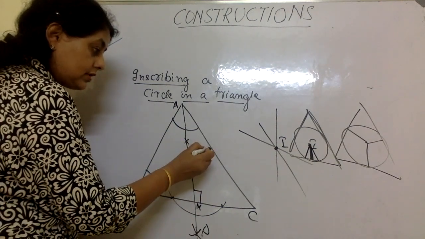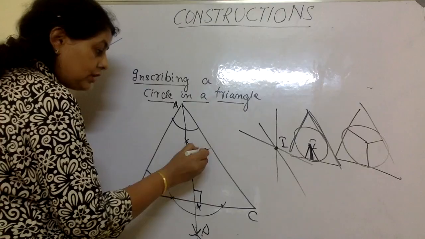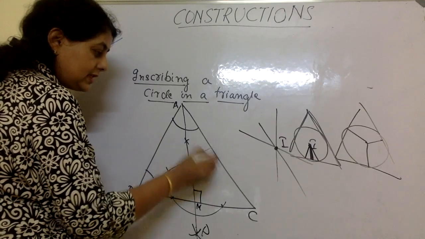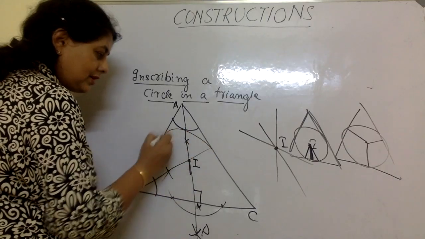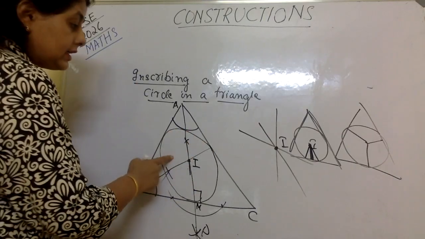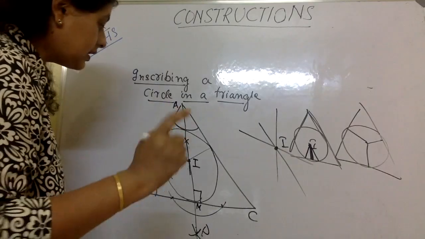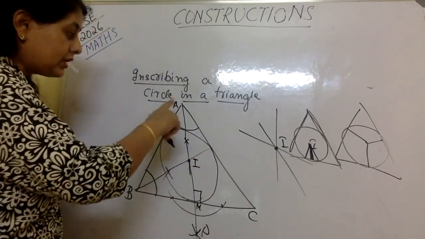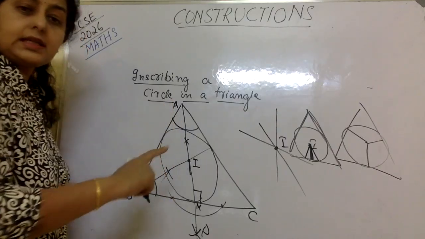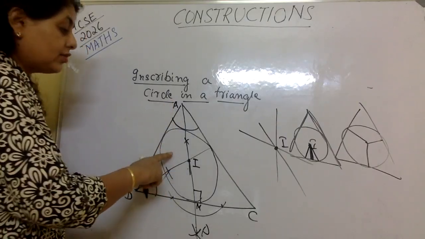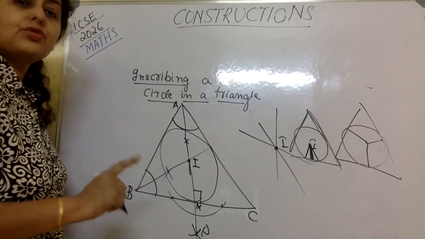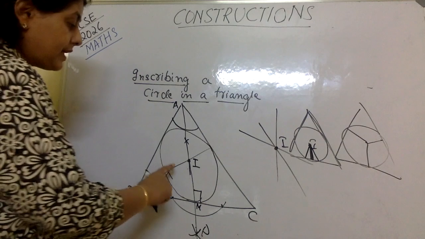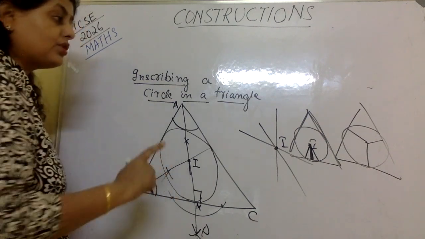Now we draw a circle which passes through M, and these sides all become tangents now. So this is my incircle. The circle should not cross this line or this line. All the lines AB, AC and BC should all be tangents to the given circle. They should all be tangents to the given circle. Okay, so this is how you draw an incircle.